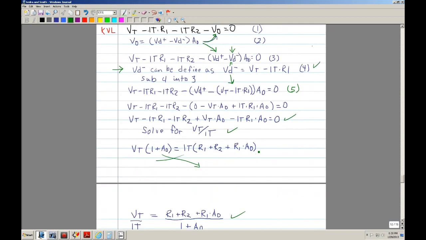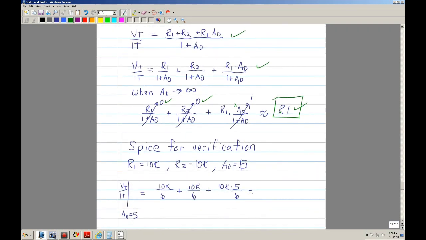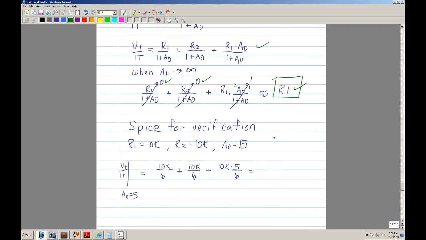Well, the equation that derives is pretty handy in that I have a condition here where A sub O is 5, and we have a resistance of 10K, 10K. So just plugging in these numbers, we get 10K over 6 plus 10K over 6, 10K times 5 over 6. We'll figure out what the answer is in a little bit. But what we're going to do is a little bit of SPICE. Get the answer first, and then we're going to come back and see if it's correct.